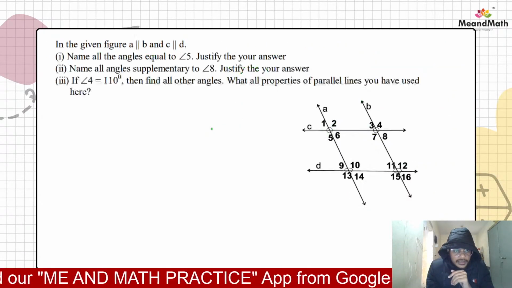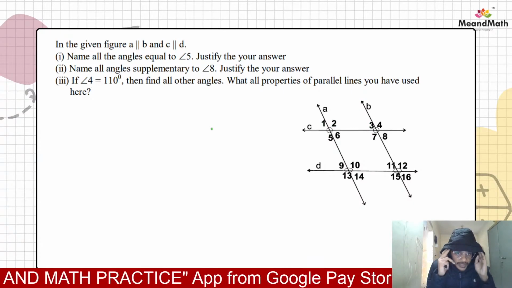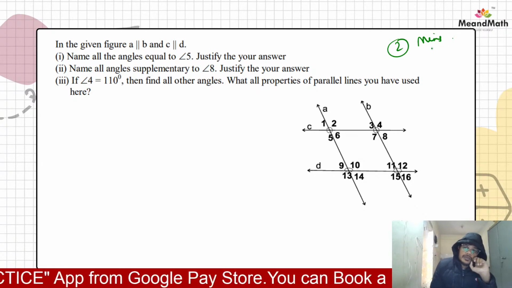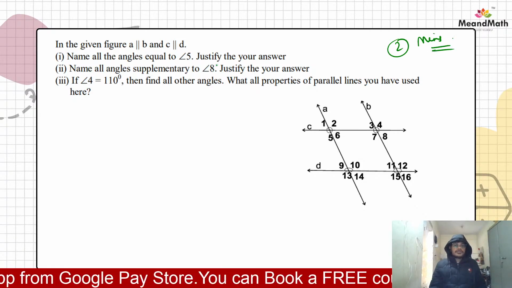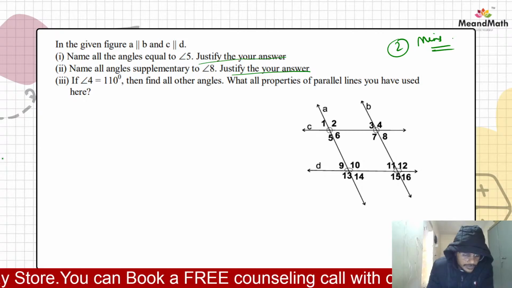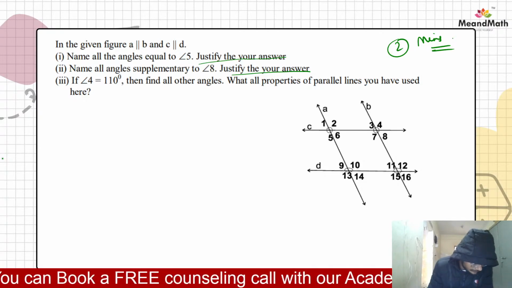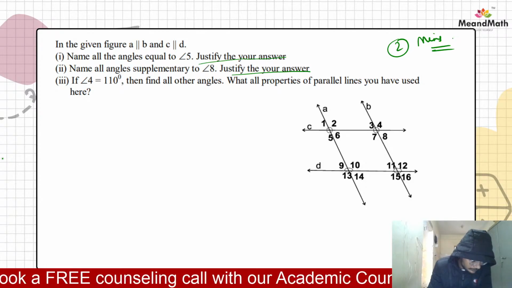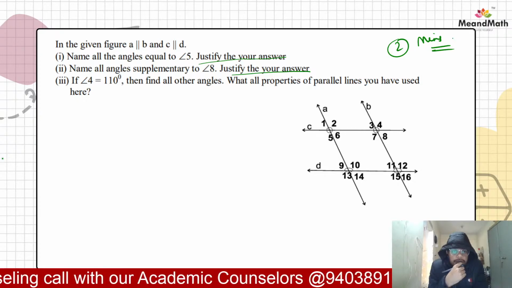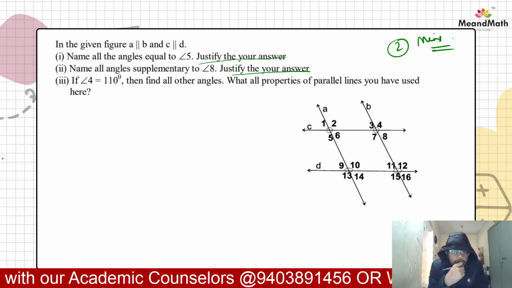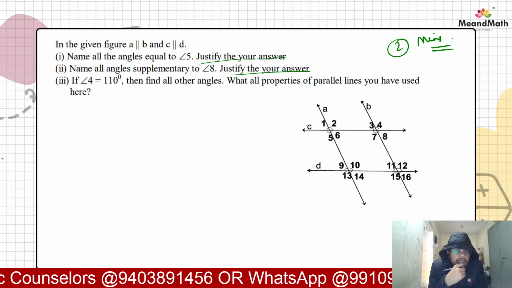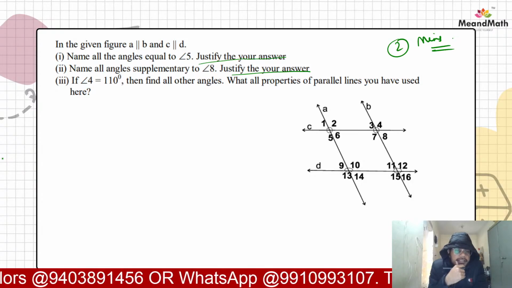Okay, now this question might take some time. I am giving you 2 minutes to think about this, and you also have to justify your answers. In the first part, you have to name all the angles which are equal to angle 5, and then in part 2 you have to name all the angles supplementary to angle 8.